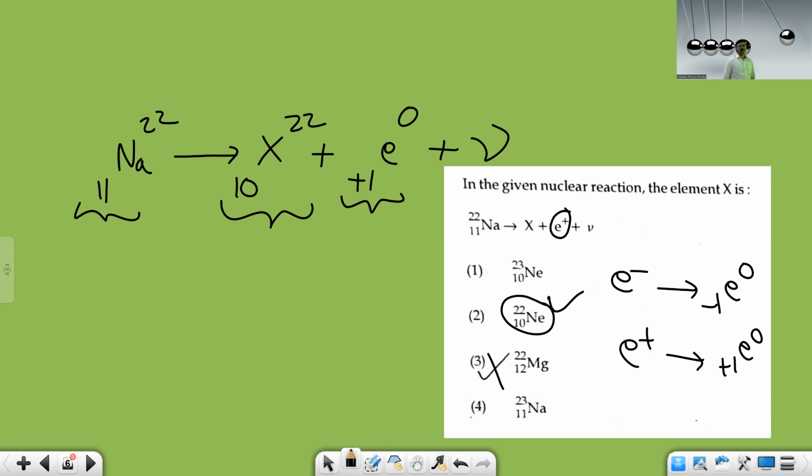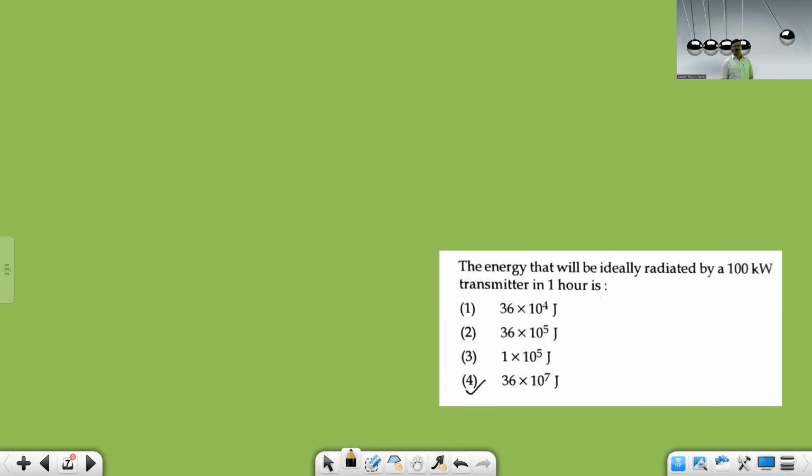Is it clear? Here for the positron we take the mass number as 0 and the atomic number as +1. So the atomic number of the new element X becomes 10, and the mass number remains 22, and my option is the second option. I hope you are clear. So even in chemistry, if you know the balancing of equations, you can happily solve it.